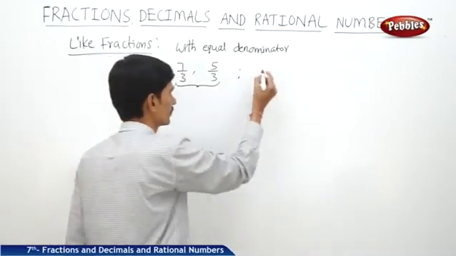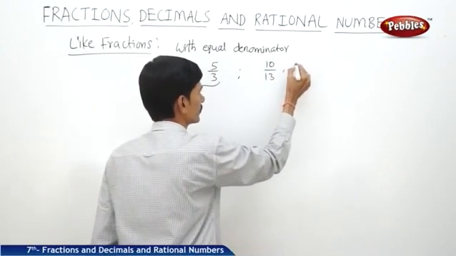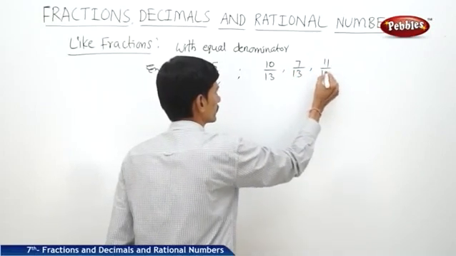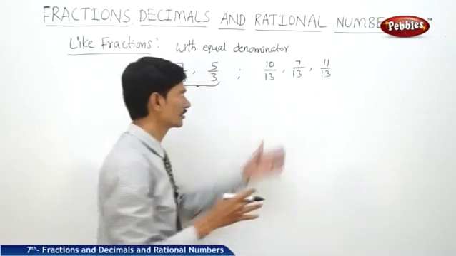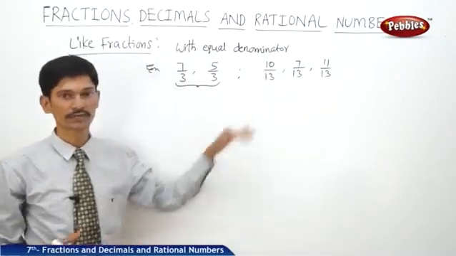And if you take another example, 10 by 13, 7 by 13 and 11 by 13. So these fractions also have the same denominator. So these fractions are also said to be like fractions.